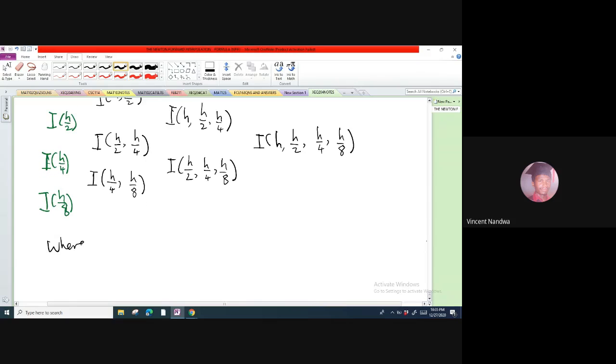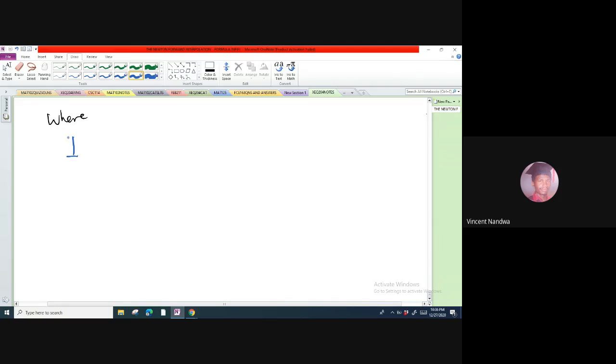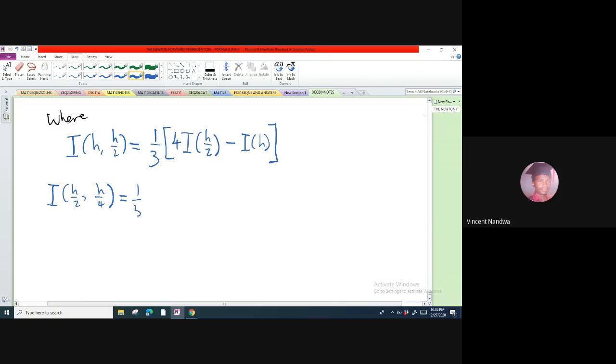So we have I of h comma h over 2 given by a third into 4I of h over 2 minus I of h, and then I of h over 2 comma h over 4 is given by a third into 4I of h over 4 minus I of h over 2, and so on.